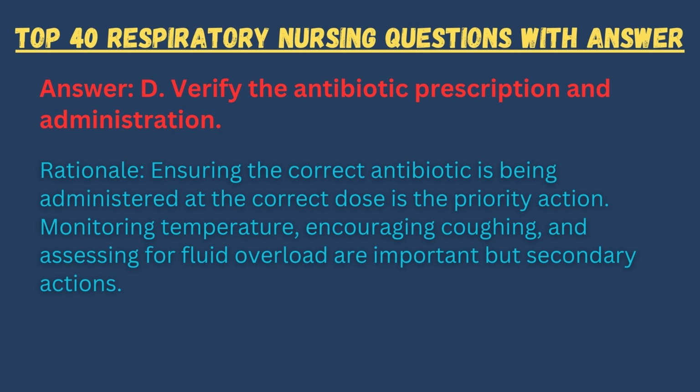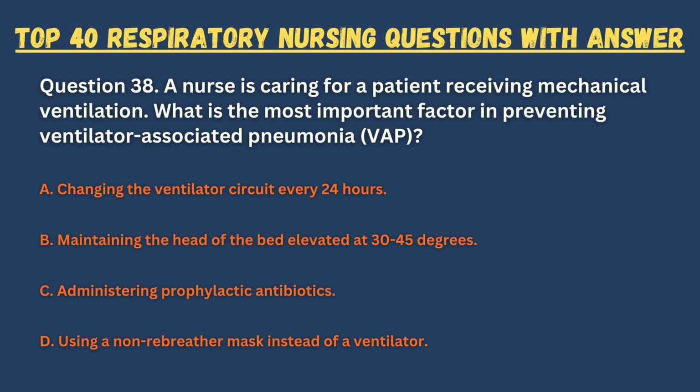Rationale: Ensuring the correct antibiotic is being administered at the correct dose is the priority action. Monitoring temperature, encouraging coughing, and assessing for fluid overload are important, but secondary actions. Question 38. A nurse is caring for a patient receiving mechanical ventilation. What is the most important factor in preventing ventilator-associated pneumonia (VAP)?